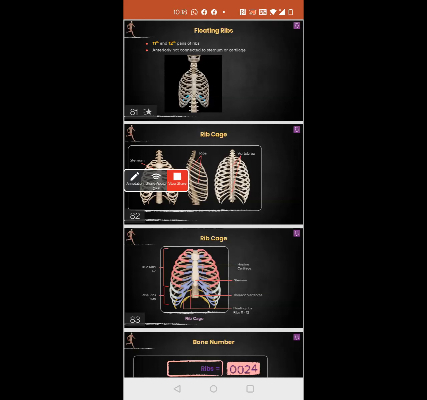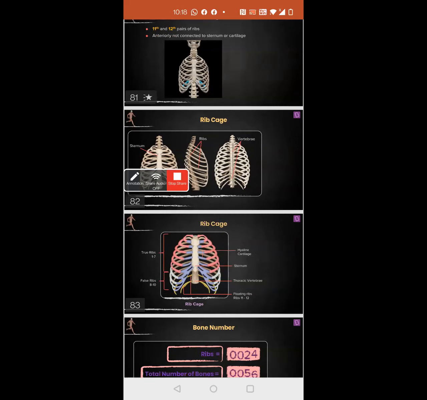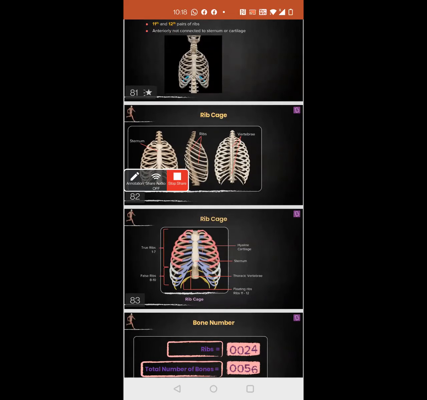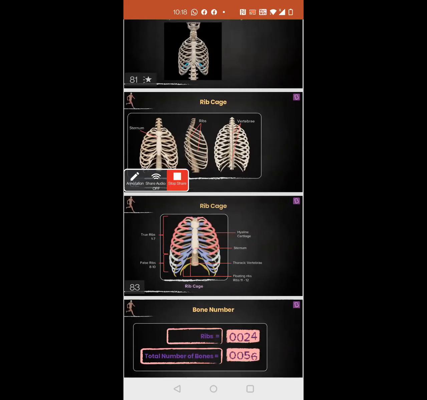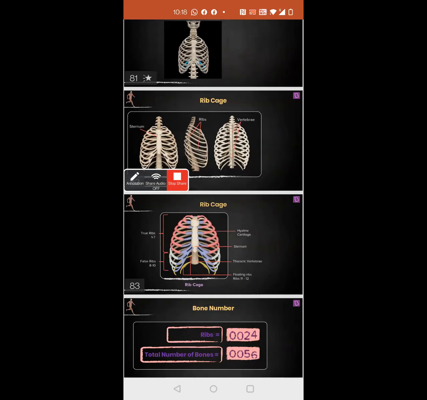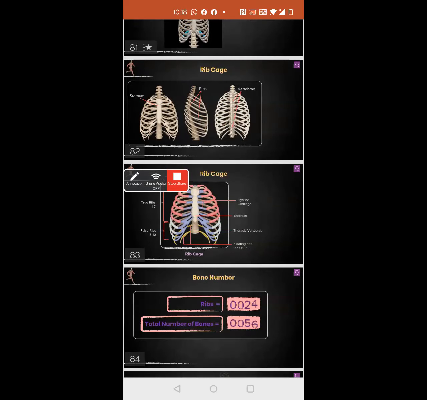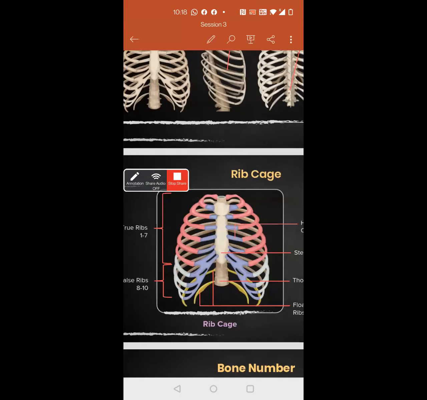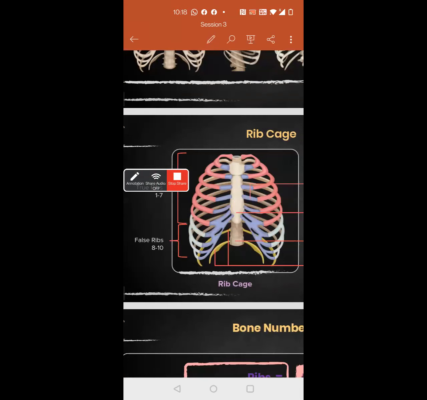Coming back to it, there are certain cartilages that are holding on to your ribs, and those cartilages are called hyaline cartilage. Here, if you see in this picture, the yellow colored ones are your floating ribs. The top first seven are your true ribs, and then 8, 9, 10 are the false ribs.